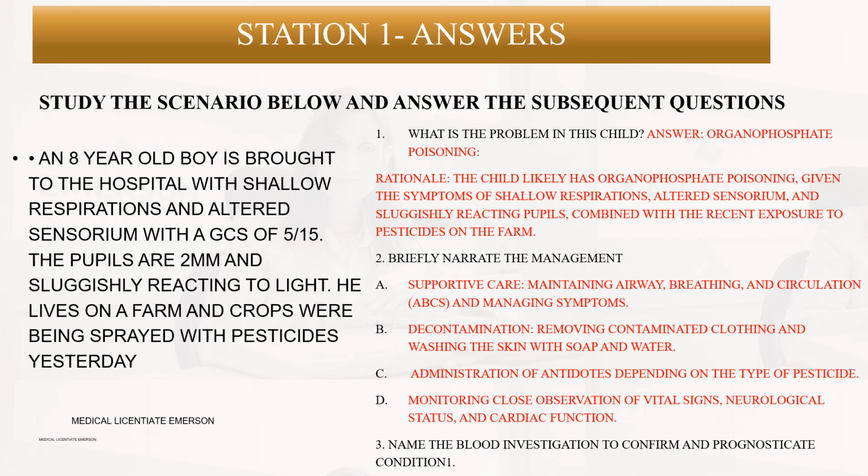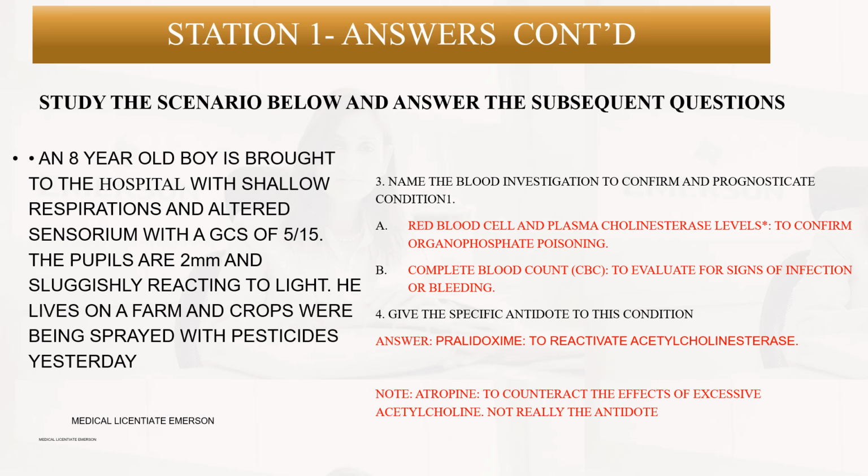Then that's also question 3. Question 3 says name the blood investigations to confirm the condition itself. So A, you have to do red blood cell and plasma cholinesterase levels. This is done in order to confirm organophosphate poisoning.